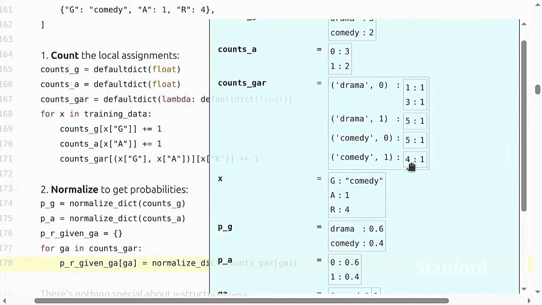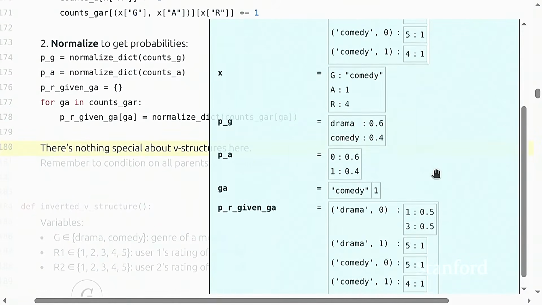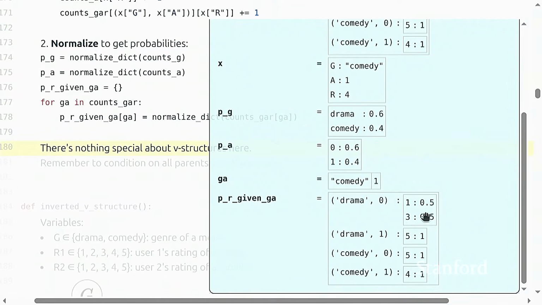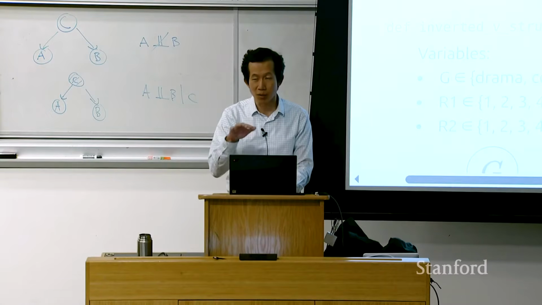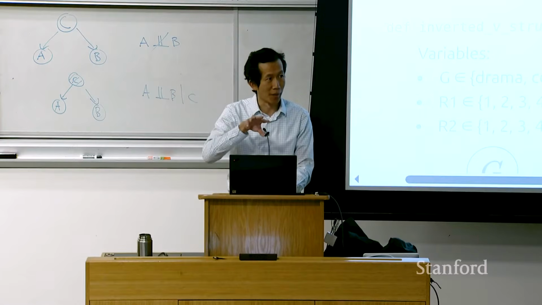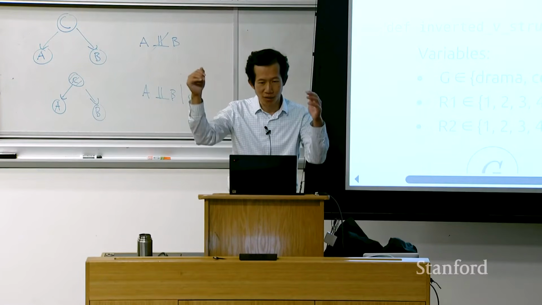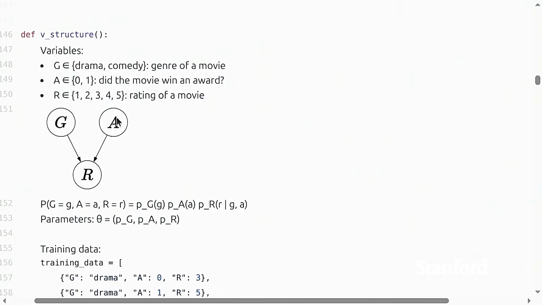Okay, so one thing to note is that the number of distributions that you're normalizing is equal to the number of parent value combinations you have. So here I have one distribution for drama 0, another one for drama 1, comedy 0, comedy 1. And importantly, remember to condition on all the parents simultaneously. The parents work as a unit, even though they look like individual nodes. They are individual nodes, and the edges look like they're separate, but you should really think of these as a unit.